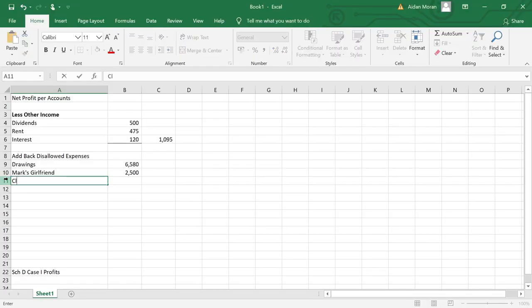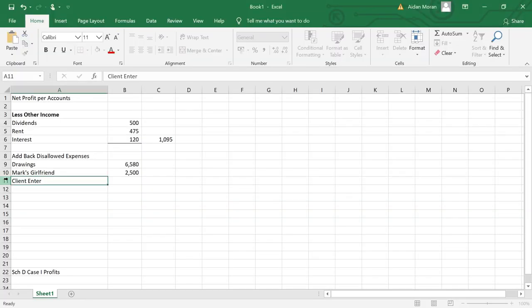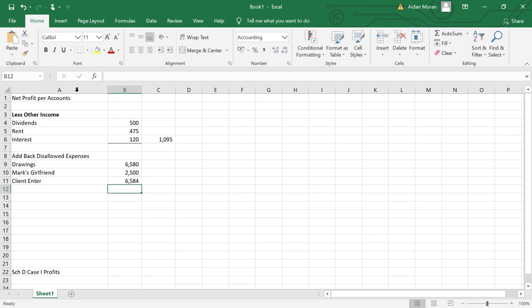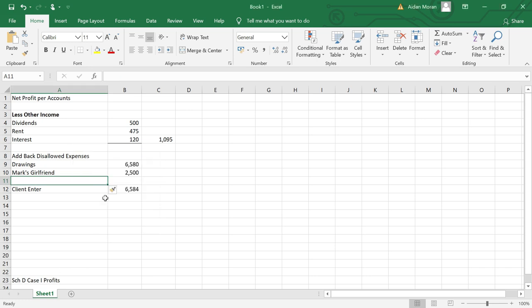So client entertainment is going to be added back, and it was 6,584. I will include just a reference to the staff Christmas party, and I'm going to put in the amount 0. I'm informing the examiner that yes, I have thought about it, and I am telling you that it is allowable by me not adding anything back.